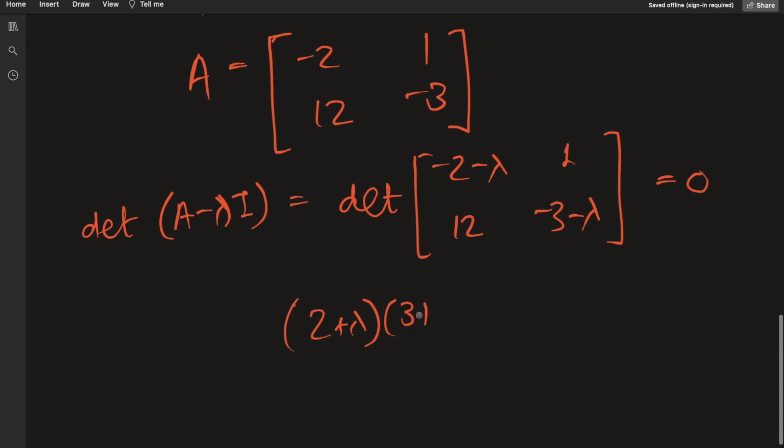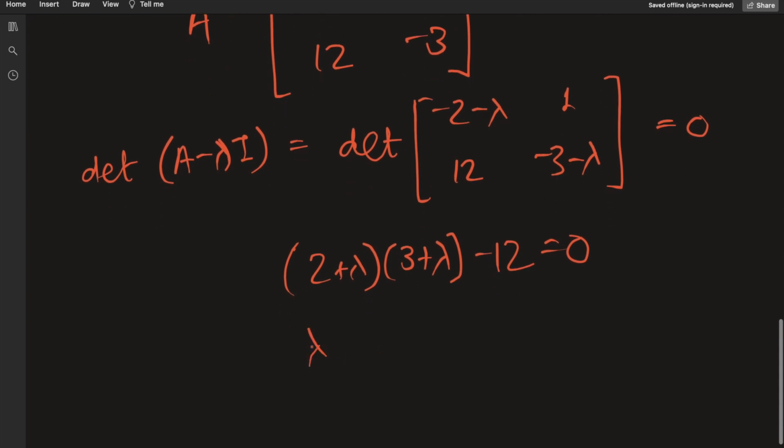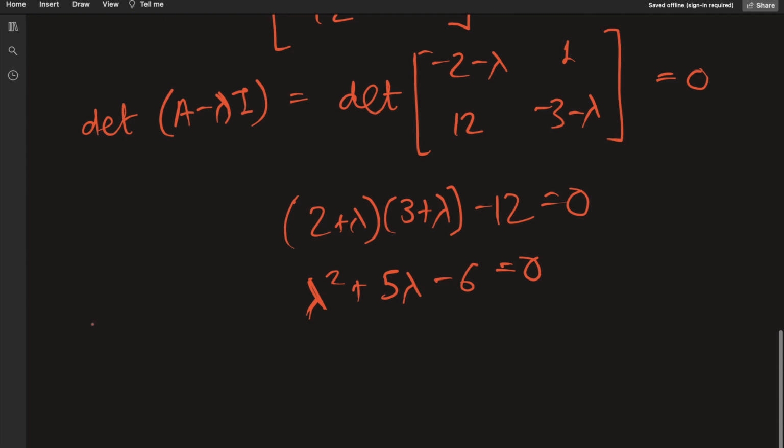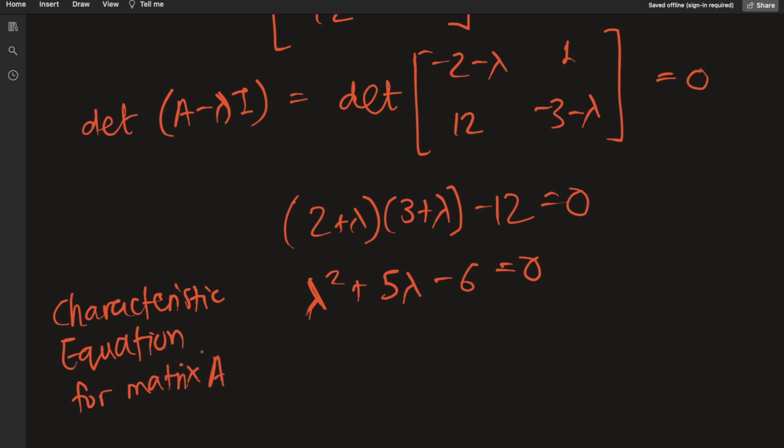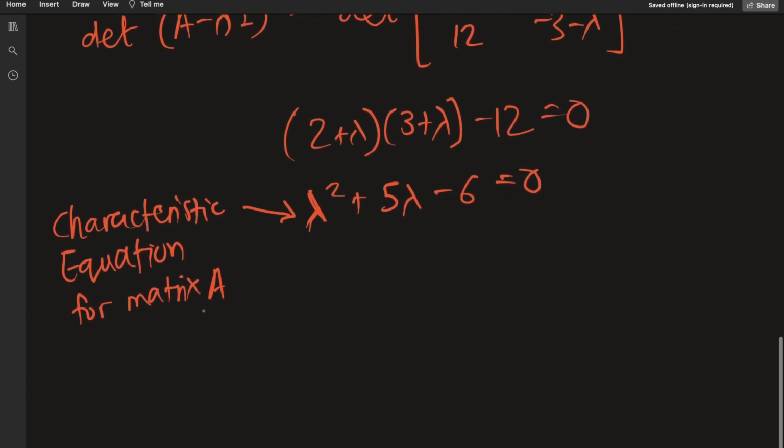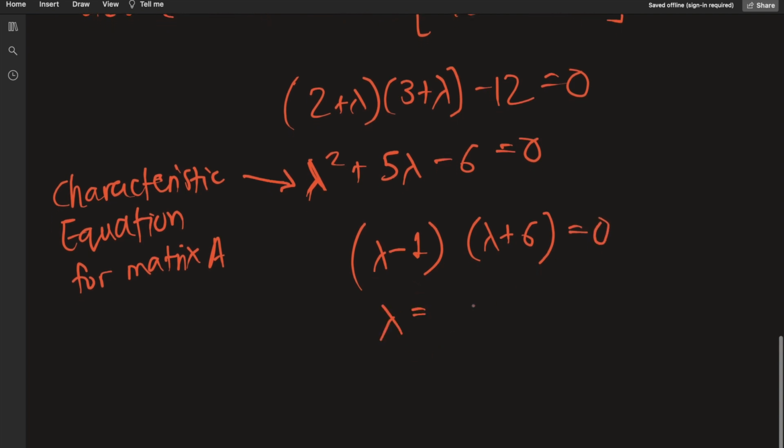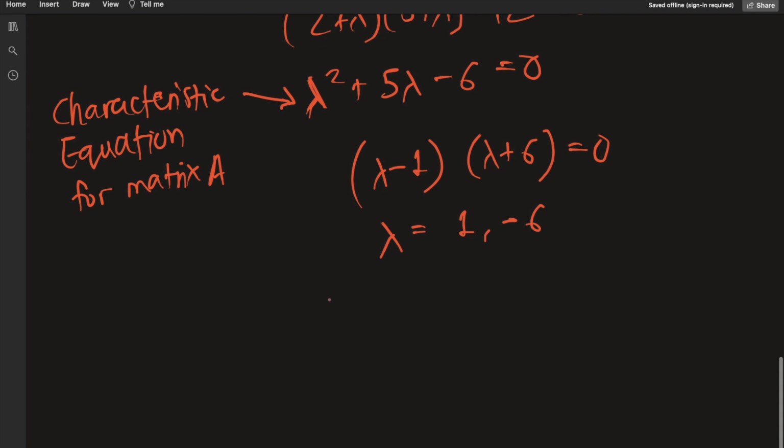So (2 plus lambda)(3 plus lambda) minus 12 is equal to 0. We have lambda squared plus 5 lambda minus 6 is equal to 0. And this equation, in terms of lambda or possible eigenvalues, is called the characteristic equation for matrix A. Just fancy terminology. Okay, we can easily factorize this: (lambda minus 1)(lambda plus 6) is equal to 0, which means lambda has two possible values, 1 and -6. Okay, fine, excellent, we got lambda.